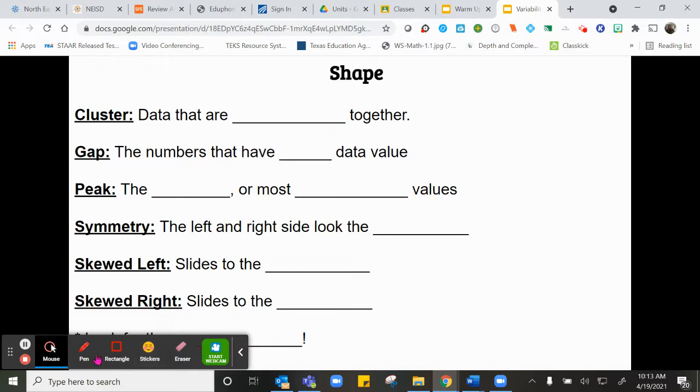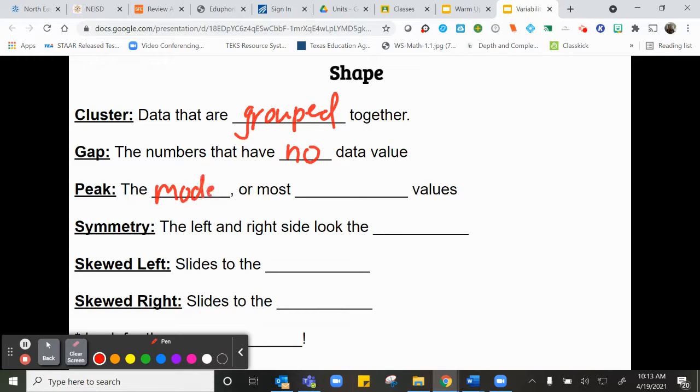All right, so now we have some definitions we need to write down. So we have cluster, data that are grouped together. A gap, the numbers that have no data value. The peak, which is the mode, are the most frequent values.